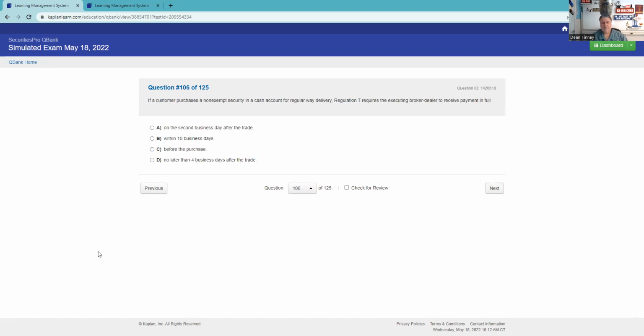A customer purchases a non-exempt security. That means it's not a muni, it's not a government bond. In a cash account for regular way delivery, Reg T requires the executing broker dealer to receive payment. We talked about this before, right? It's T plus 2, but plus 2. The customer under Reg T actually gets 2 additional days. And that is not about whether it's a cash or margin account. Cash accounts where you intend to pay in full, and margin accounts where you intend to pay part of the purchase price, doesn't matter. Reg T says they get 2 additional days.